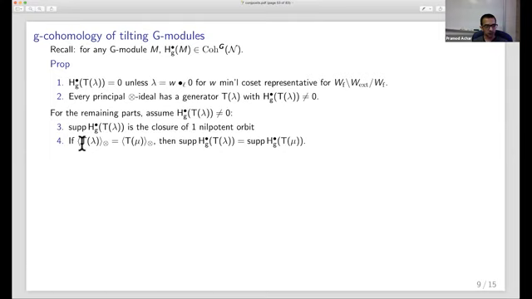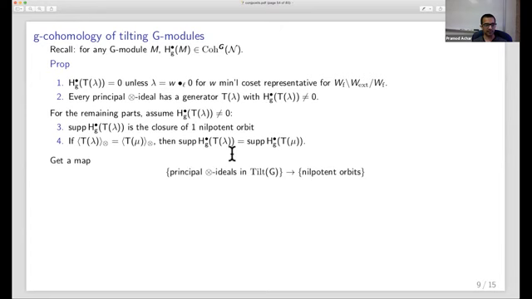And what's also true is that if you have 2 modules that generate the same tensor ideal and that both have non-zero cohomology, then they have the same support. So you get the same nilpotent orbit out of them. And so all these 4 parts of this proposition together mean you have a map from principal tensor ideals in the additive category of tilting modules to nilpotent orbits.